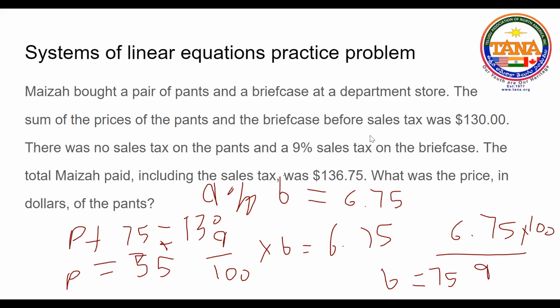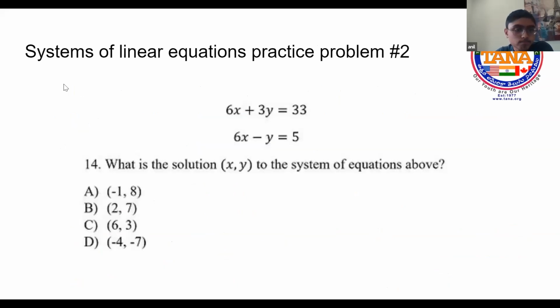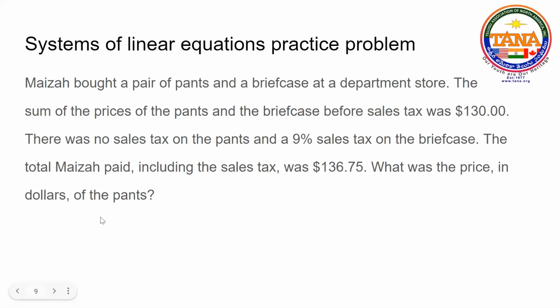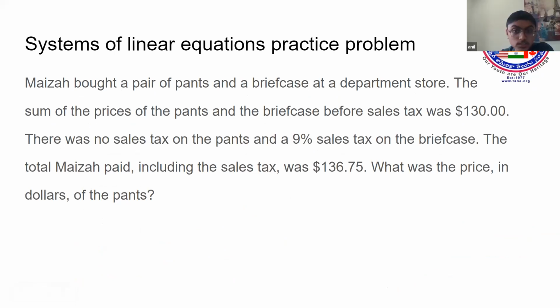Go ahead, Nikita. My question is, for the last question, what is the sales tax formula, and it wasn't needed in this question? No, simply because you're given the difference between the two prices. So you know that the sales tax, which is the only difference between before and after, is 6.75.